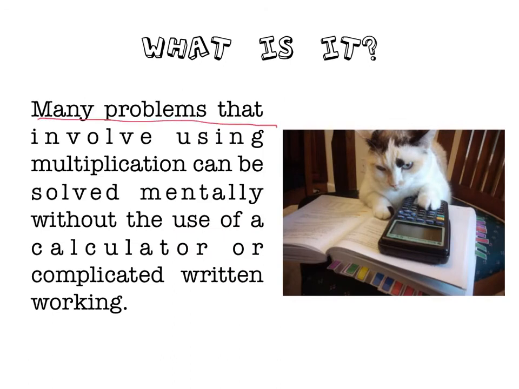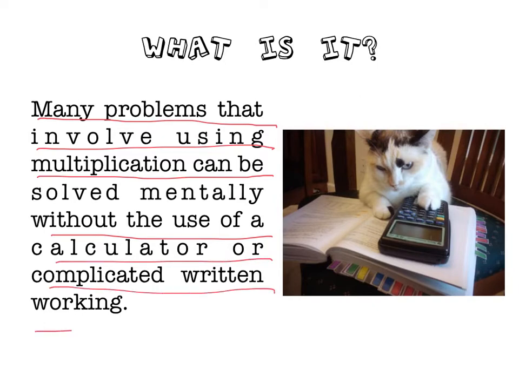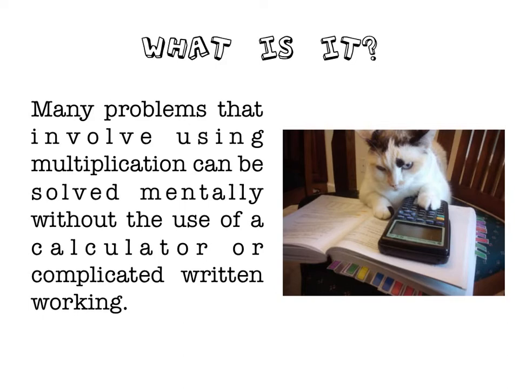Many problems that involve using multiplication can be solved mentally without the use of a calculator or written complicated working out. So we've looked at mental strategies for addition and subtraction. Today we're going to look at using mental strategies for multiplying. Okay, and we're going to look at two. The first one is the distributive law, and the second one is doubling and halving. They're strategies that you can use in order to solve multiplication problems quickly.